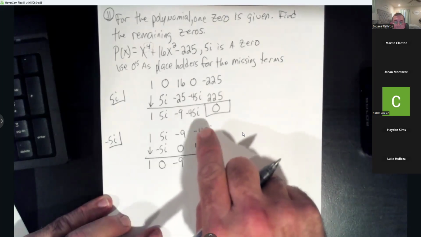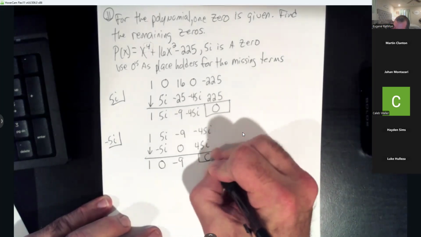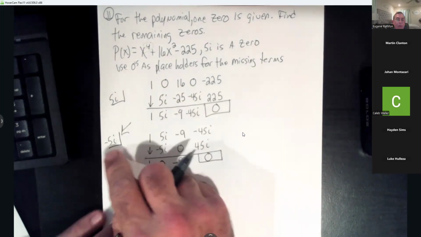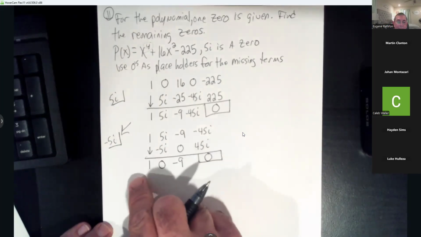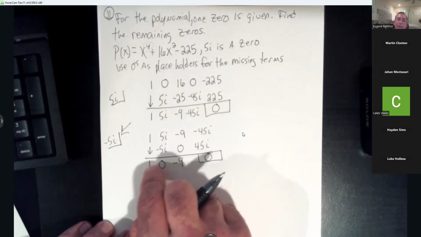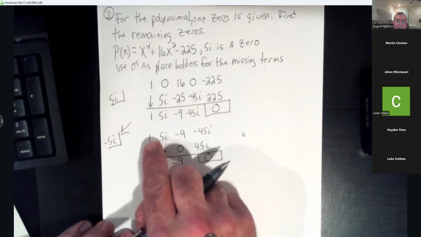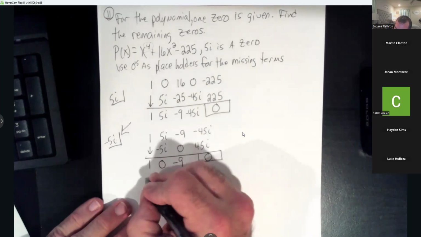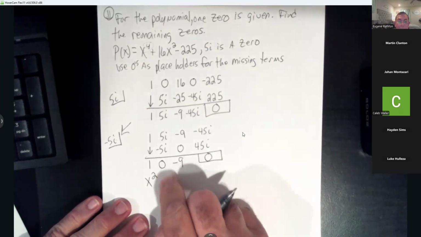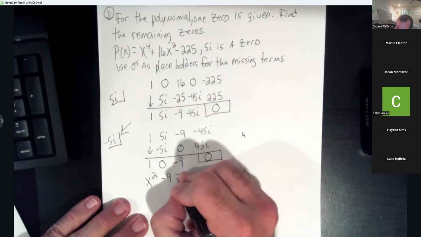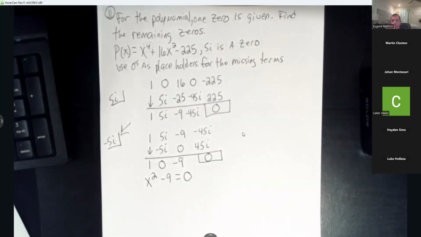All right, y'all, so let's see. Negative 45 and 45 give me 0 remainder. So I know the first of the last 3 zeros is negative 5i. Now I'm going to do the quadratic stuff. I'm down to 3 numbers, so this one will start 1 degree less than the last one. So that'll be 1x squared, 0x, minus 9. And y'all set that equal to 0.